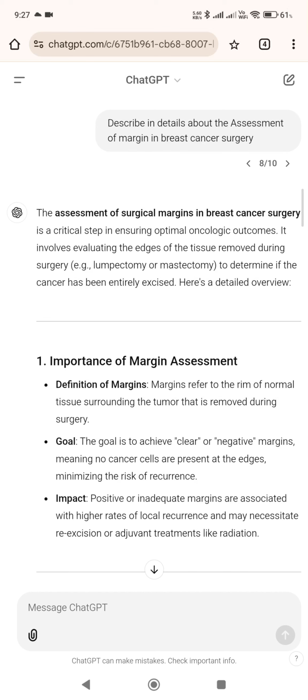The assessment of surgical margins in breast cancer surgery is a critical step in ensuring optimal oncologic outcomes. It involves evaluating the edges of the tissue removed during surgery, e.g., lumpectomy or mastectomy, to determine if the cancer has been entirely excised. Here's a detailed overview.